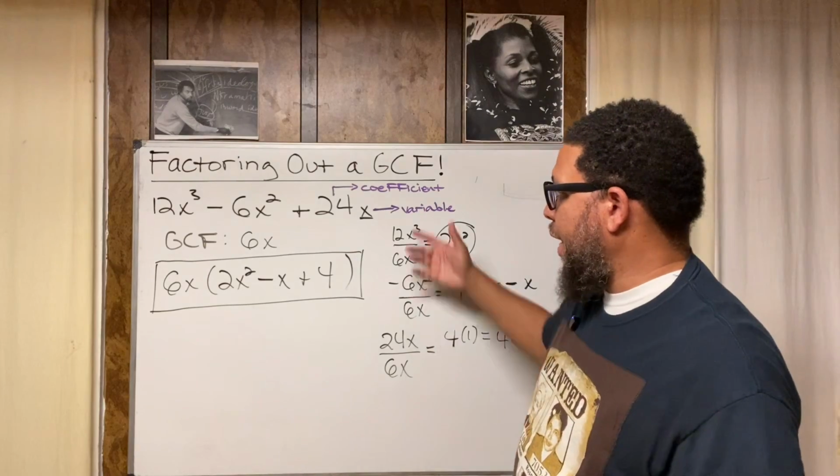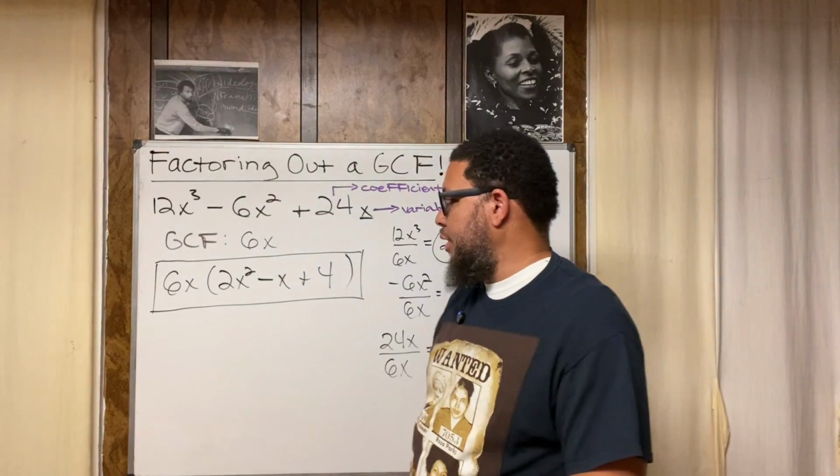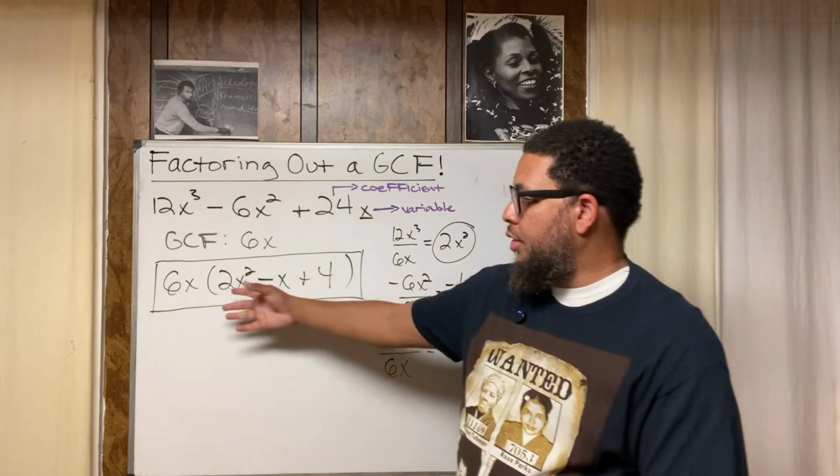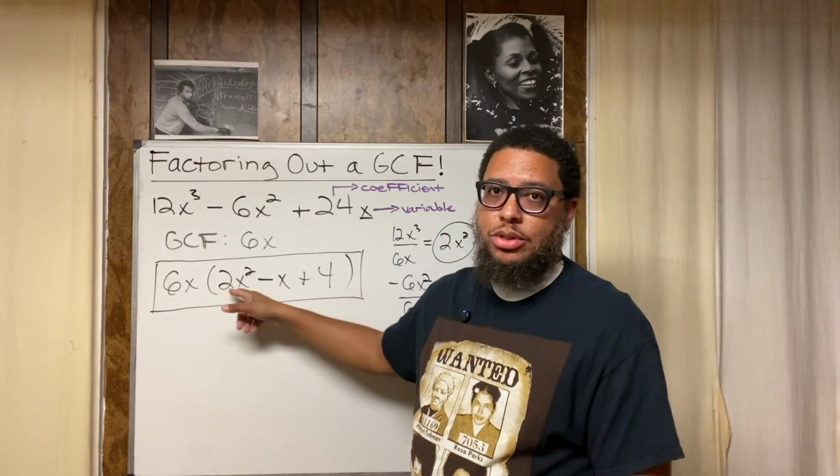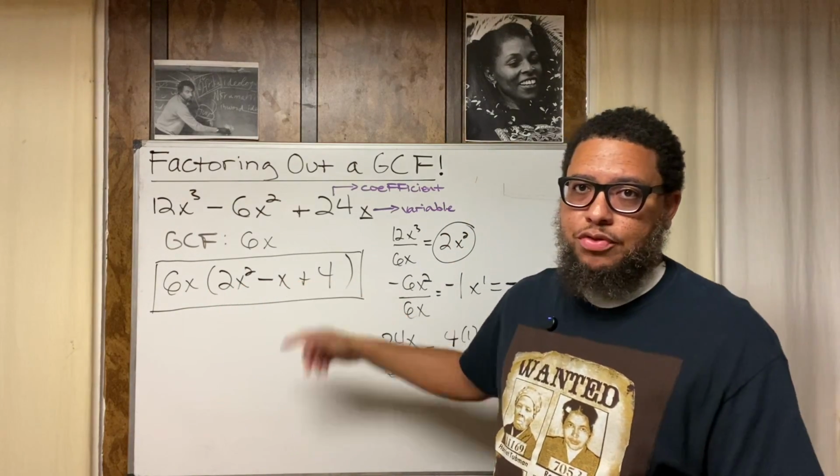And then you take each of the terms and divide by the GCF. So you end up with this: 6x times the quantity 2x squared minus x plus 4.